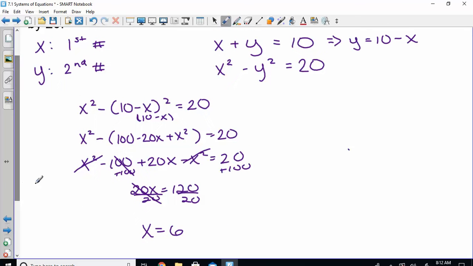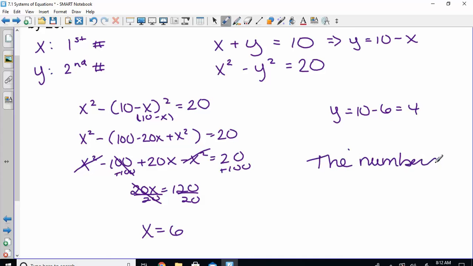Now I need my first number, so I know y is 10 minus x. So 10 minus 6 is 4. Then how do I want you to answer it? Words. The numbers are 6 and 4. Questions on that one?